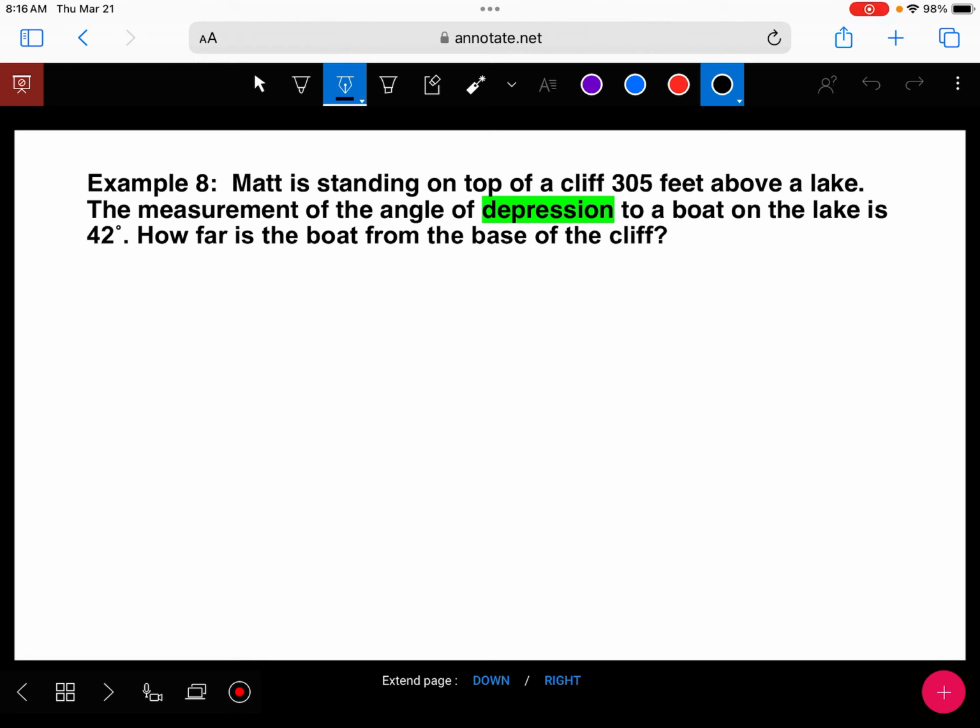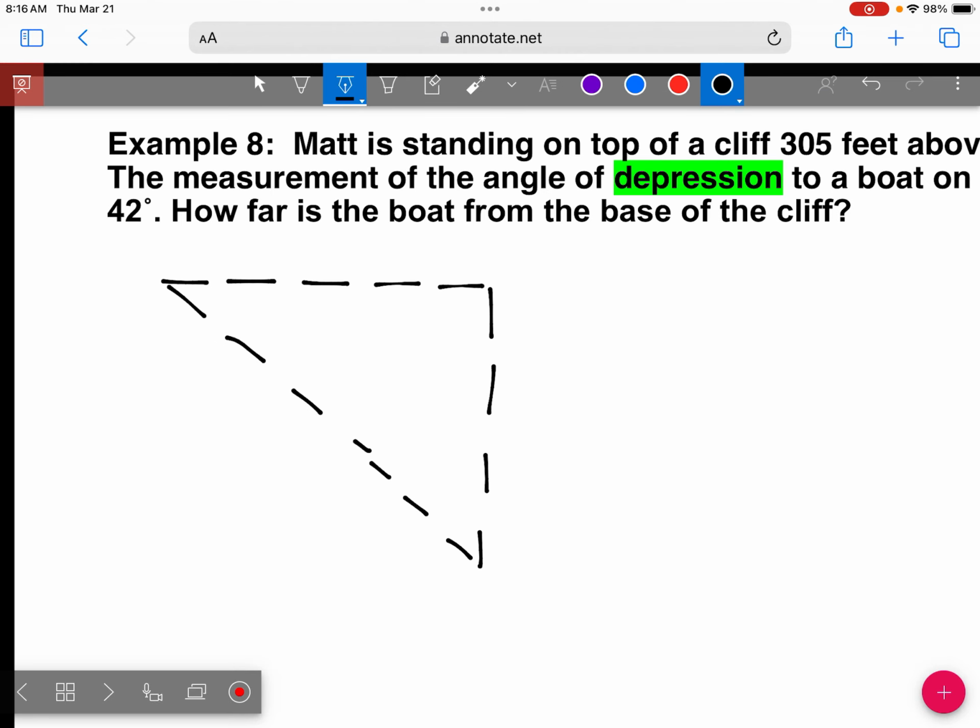Okay. First thing first, whenever I think of angle of depression, I think of an upside down triangle. So I usually draw it dashed, and I'll explain why. It's kind of like, so I have this angle of depression because it's really outside of the triangle. So that's my angle of depression right here.